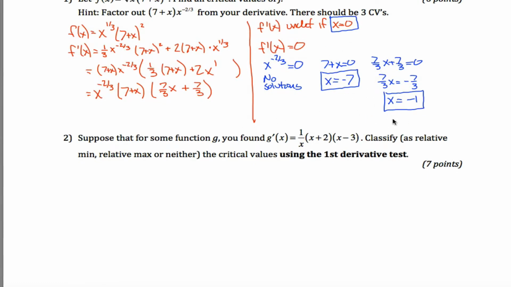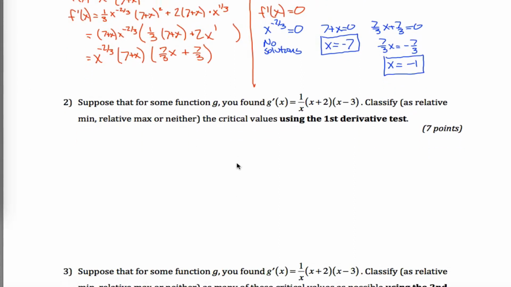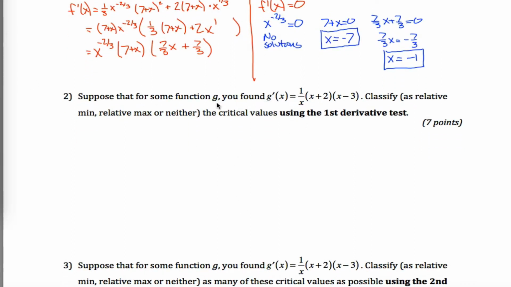Rather than classify these critical values, I gave you a whole new function and its derivative, because I was afraid that if someone messed up part 1, then you might not be able to get credit for what you could show me in part 2. So in part 2, we're kind of starting fresh. We've got some function g. I don't even bother telling you what the function is, but I tell you that this was its derivative. And what I want you to do is classify all of the critical values using the first derivative test.